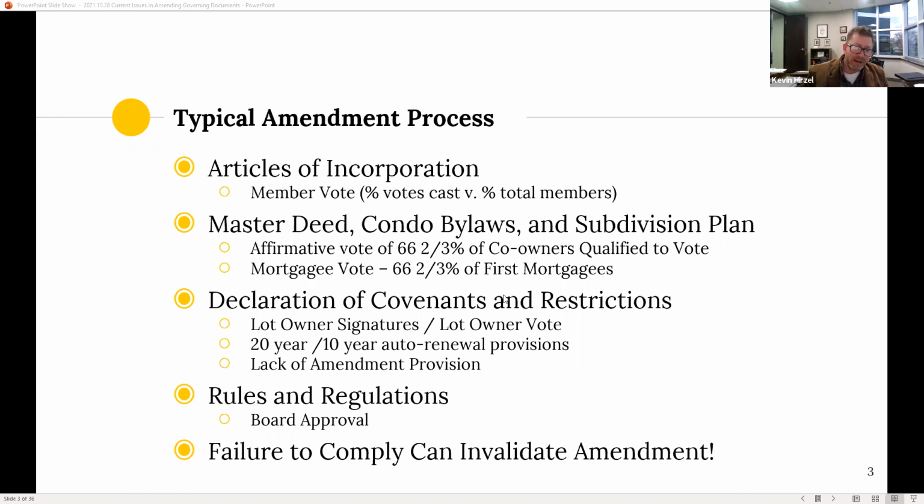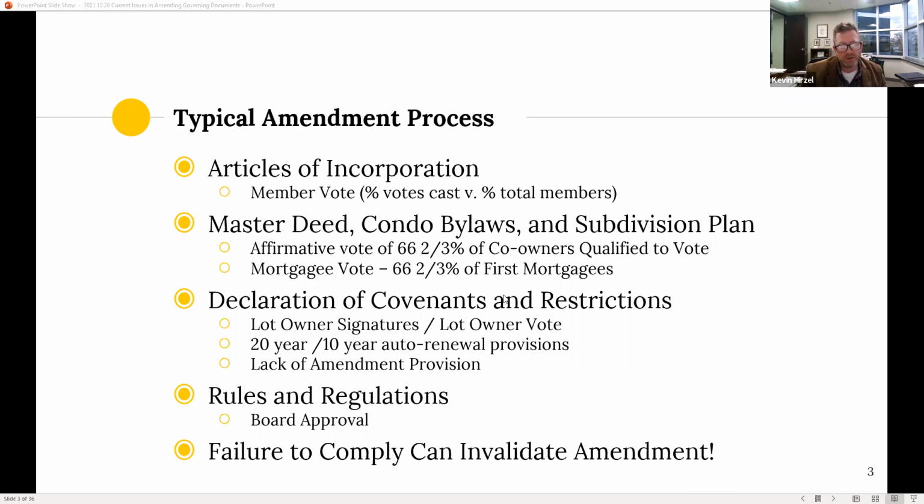There are a couple little oddities, little things to keep in mind when you're looking at amending a declaration. And a declaration is going to be in a non-condo setting. This is where you have an HOA that's not in a condo. Some provisions have automatic renewal provisions, which would mean that you can only amend at particular times. In a lot of instances, a declarant would put these in order to try to create periods of time where the documents must be the same and they cannot be changed.